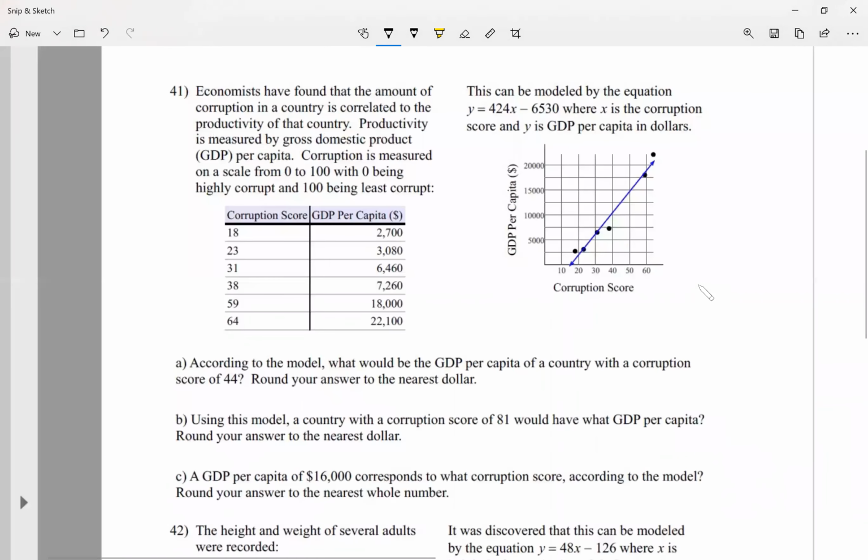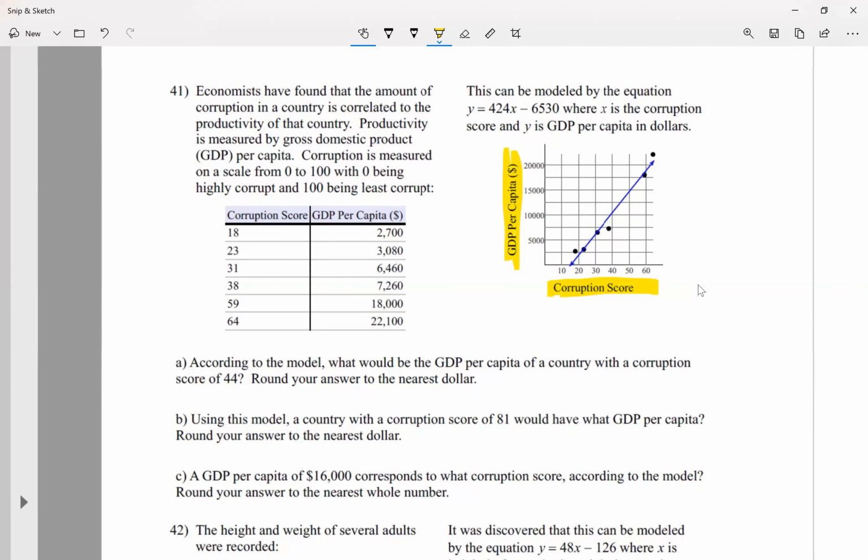I'm going to work two questions today, 41 and 42. It talks about economists having found that the amount of corruption in a country is correlated to the productivity of that country. I can see some information here. Corruption score: the numbers at the bottom represent the score on corruption. On the left is GDP, gross domestic product per capita, in dollars. You guys can see the information on the left, right? You can read this.